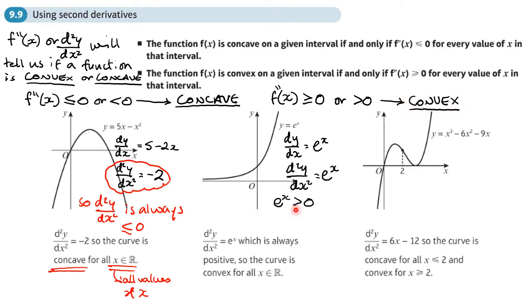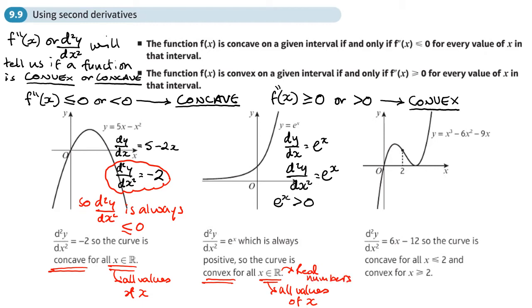Again, for any value of x, because it doesn't matter whatever value of x you use, e to the x is always going to be greater than 0. So this one is convex, and again for all values of R, or all values of x. R just means real numbers, that funny looking R there, real numbers.